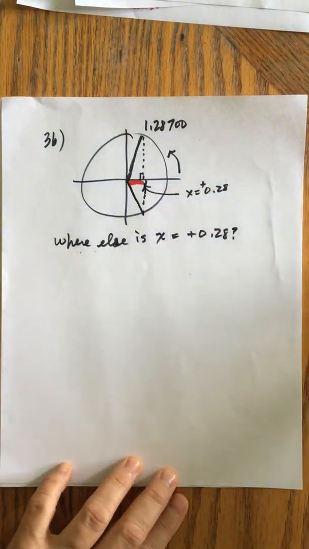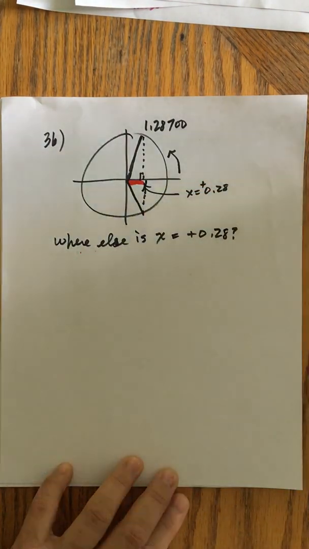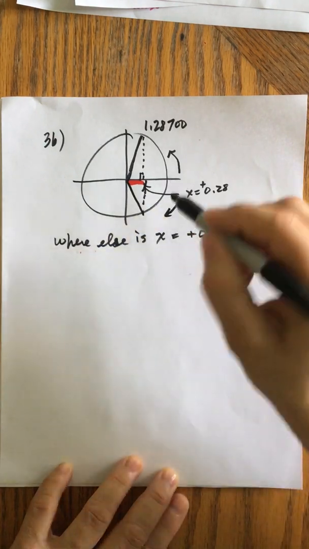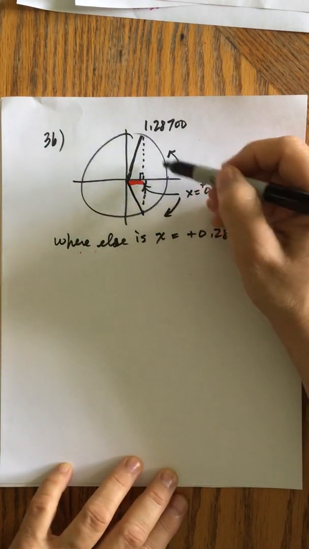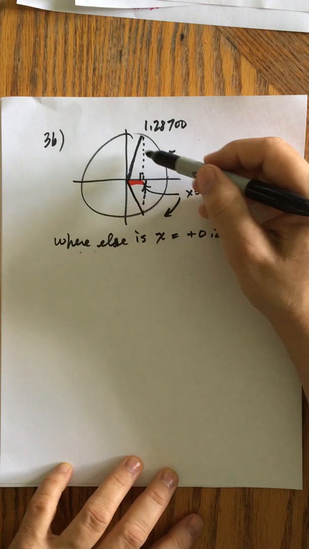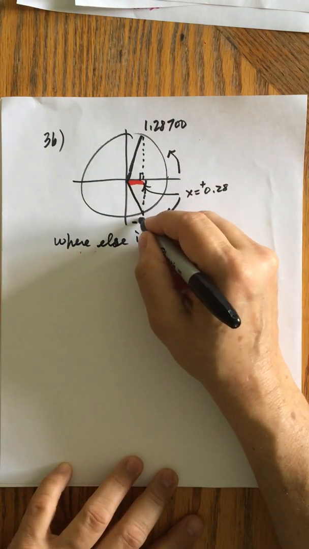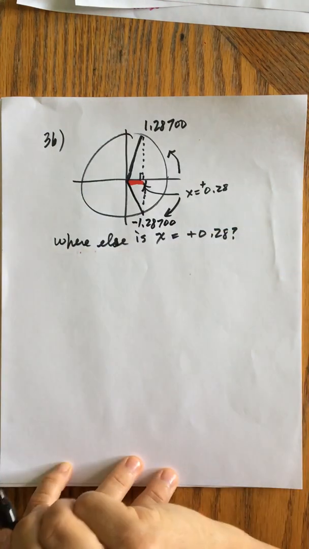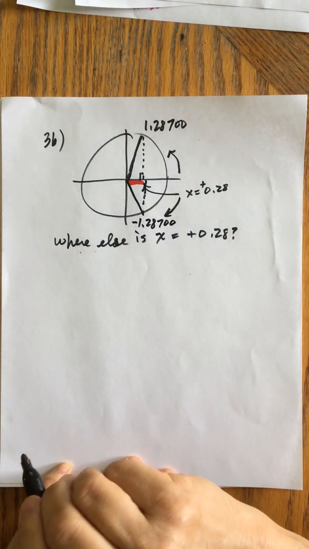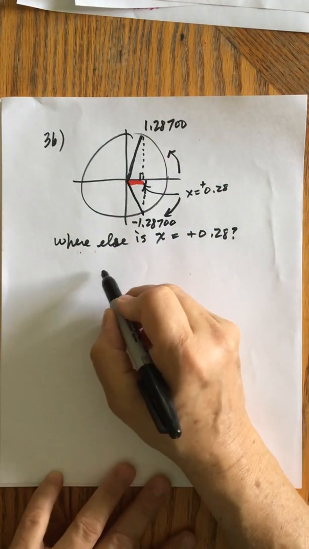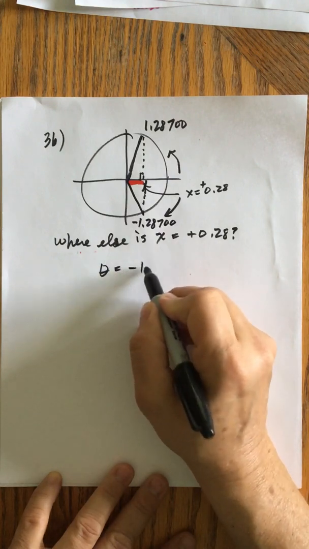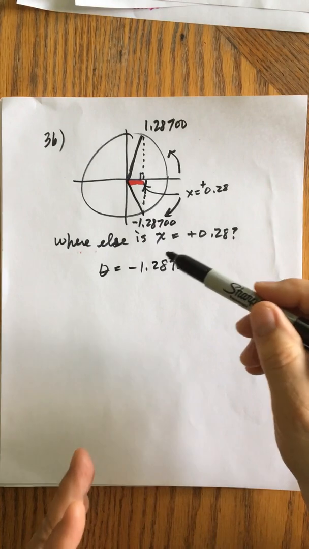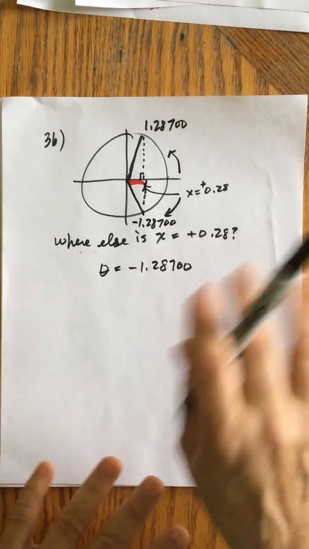But what is this angle? Well, in this case, I can look at it as going the same amount of radians, 1.28700, but instead of going positive, going negative. So this is negative 1.28700, right? So that's one way to put it. So I could say theta is negative 1.28700, right? Well, that's just fine. There's nothing wrong with that.